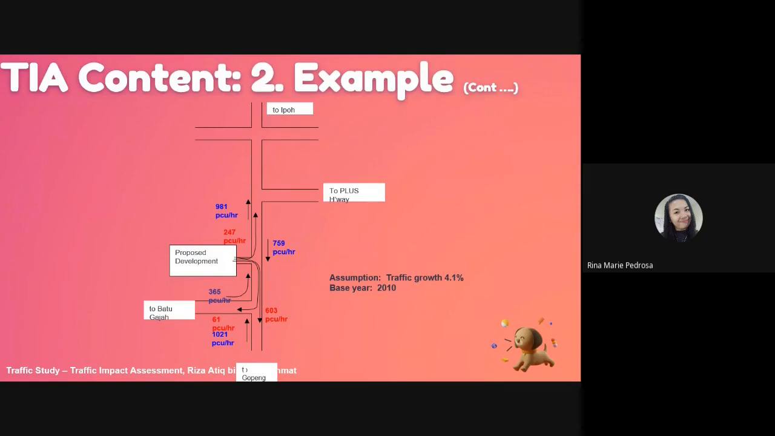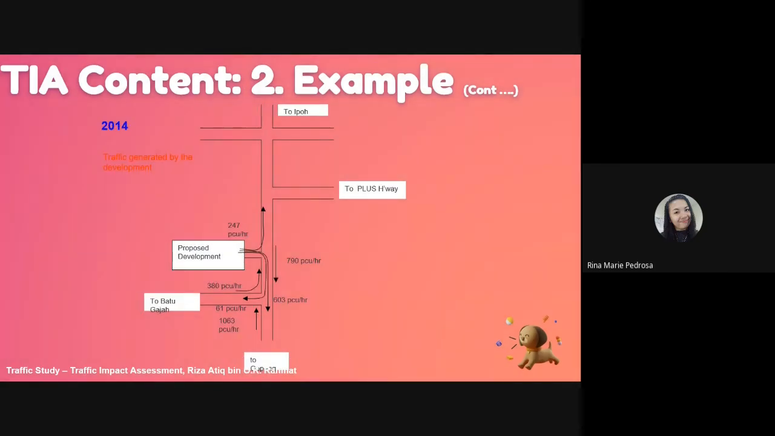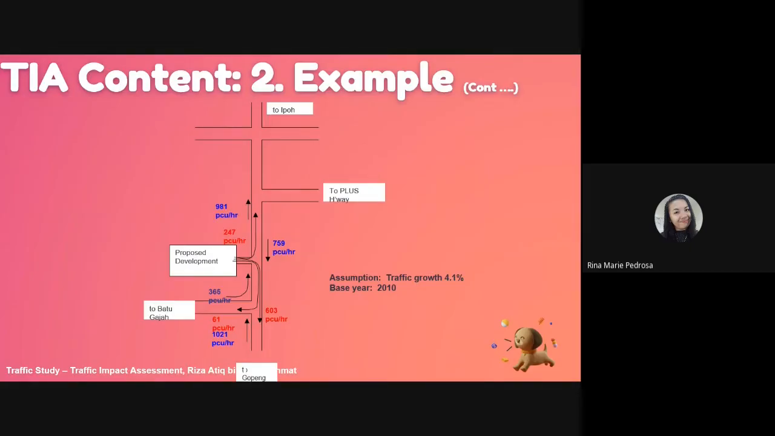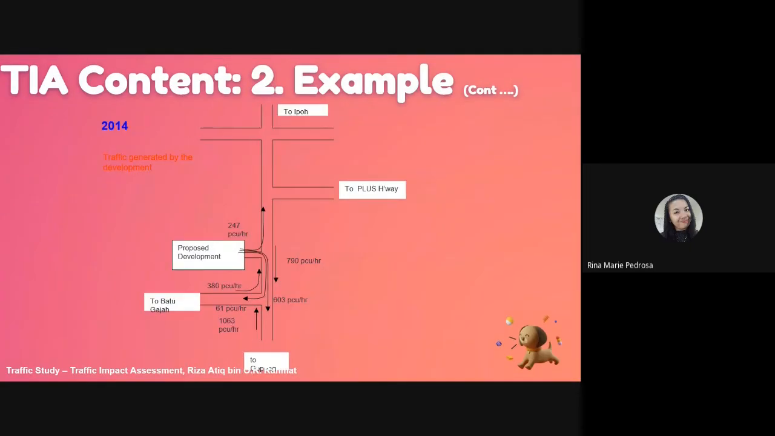This is the proposed development. They have three zones. They have an assumption of traffic growth of 4.1%, base year of 2010. Traffic generated by the development here.